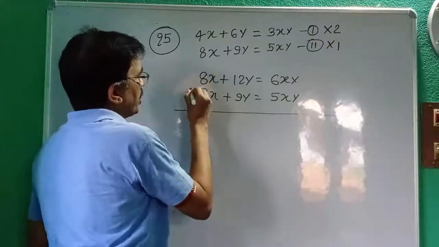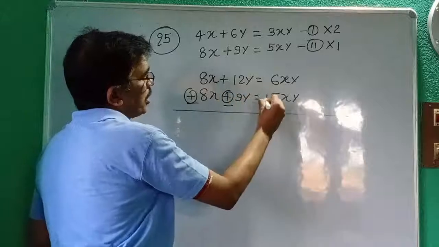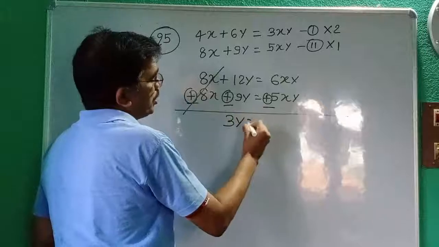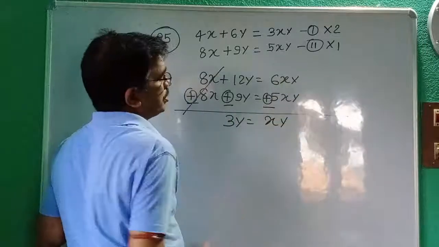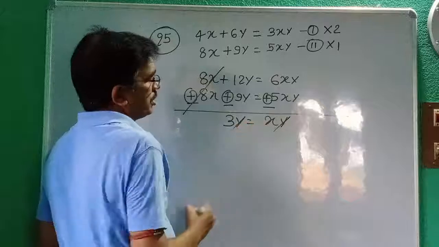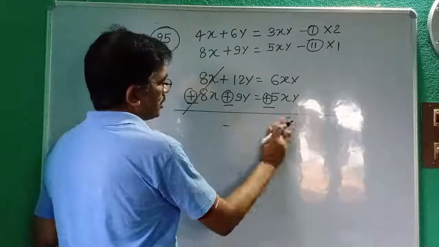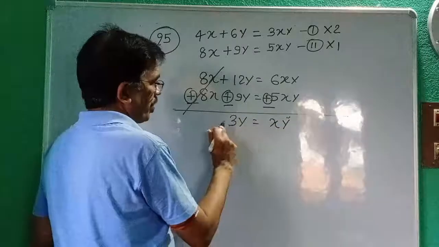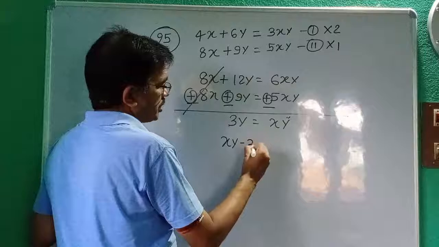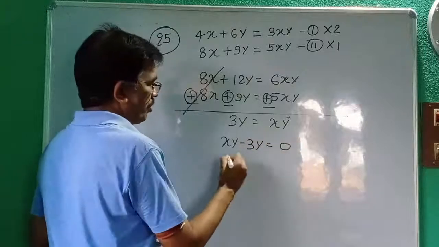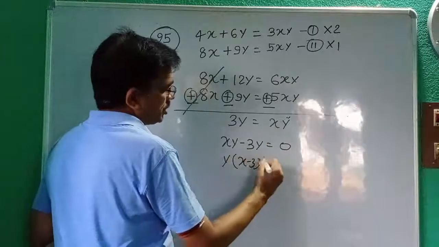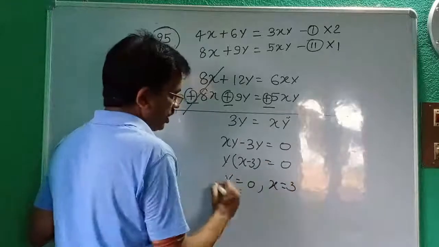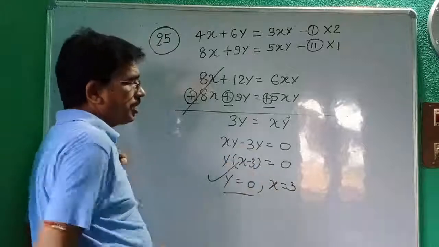Subtract it. Here is plus, then minus. Here is plus, then minus. Here is plus, then minus. It is cancelled. It is 3y is equal to xy. Y cancels. Otherwise, you can write here like this. Here is 3y and here is xy. Then write xy minus 3y is equal to 0. Y is the common factor. Then y times x minus 3 is equal to 0. So y is equal to 0 and x is equal to 3. Then it is given one solution is 0, which is compulsory.